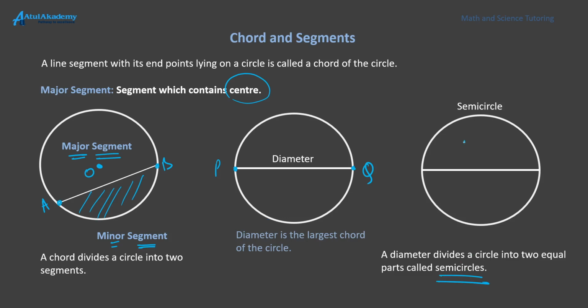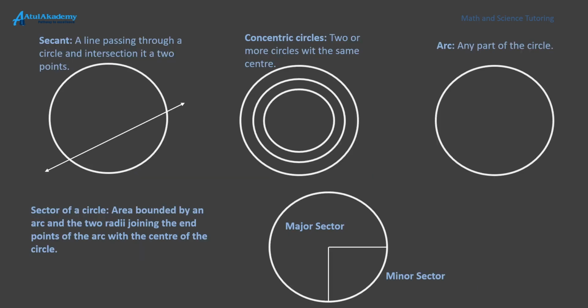These two equal parts are called semicircles. So the diameter is the longest chord, which divides the circle into two equal parts called semicircles. Now comes another term known as secant. A secant is a line. If I draw another line, let's say line M and line N, these two lines pass through the circle and intersect the circle at two points. So this line is called the secant.